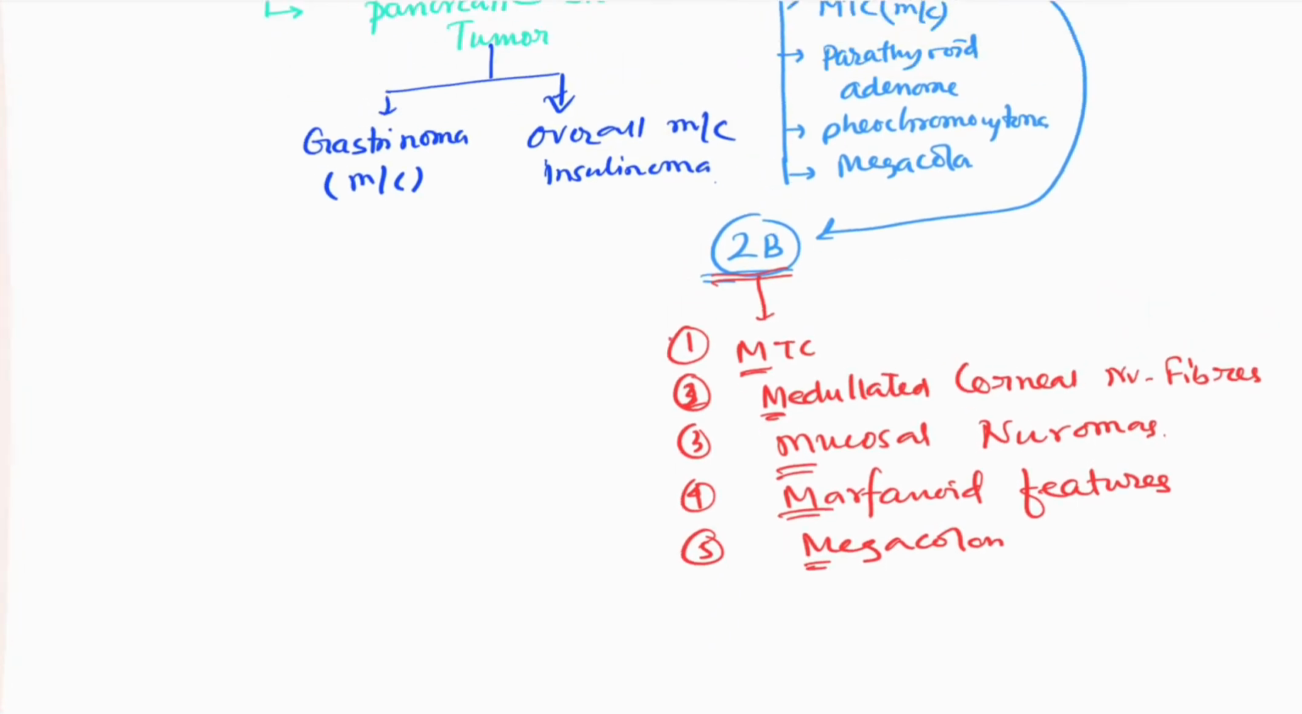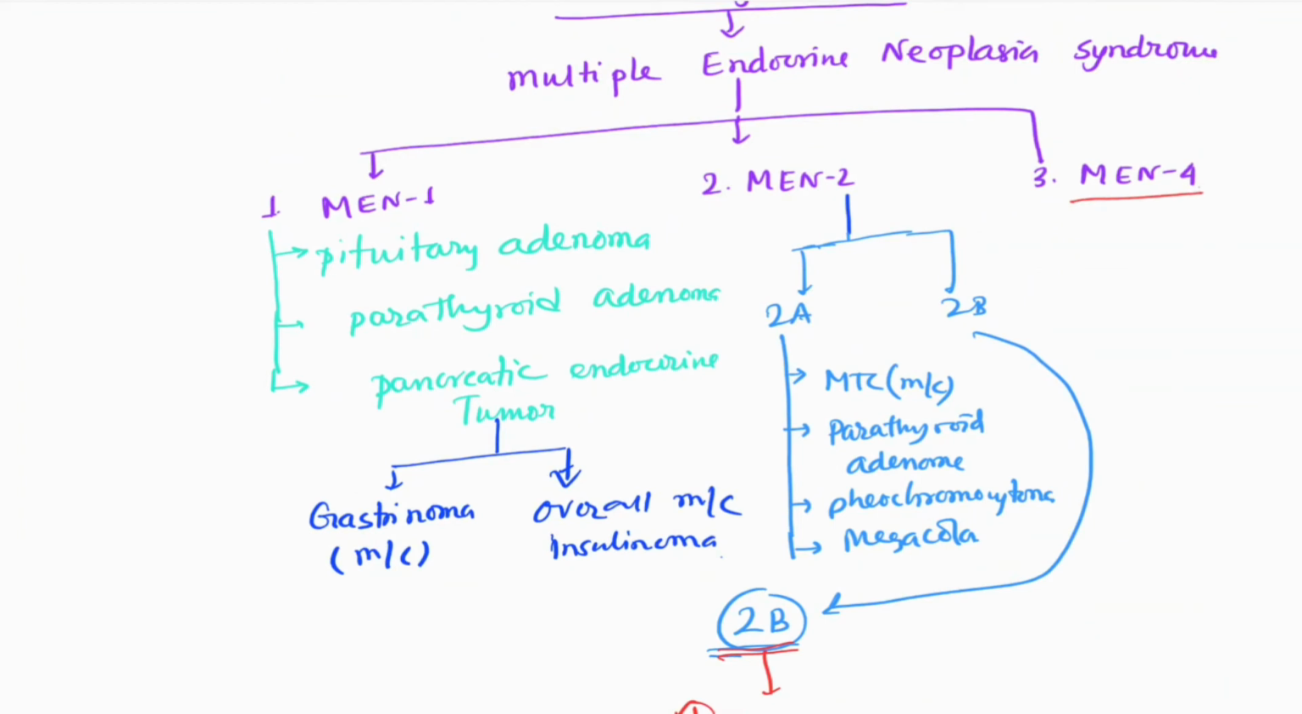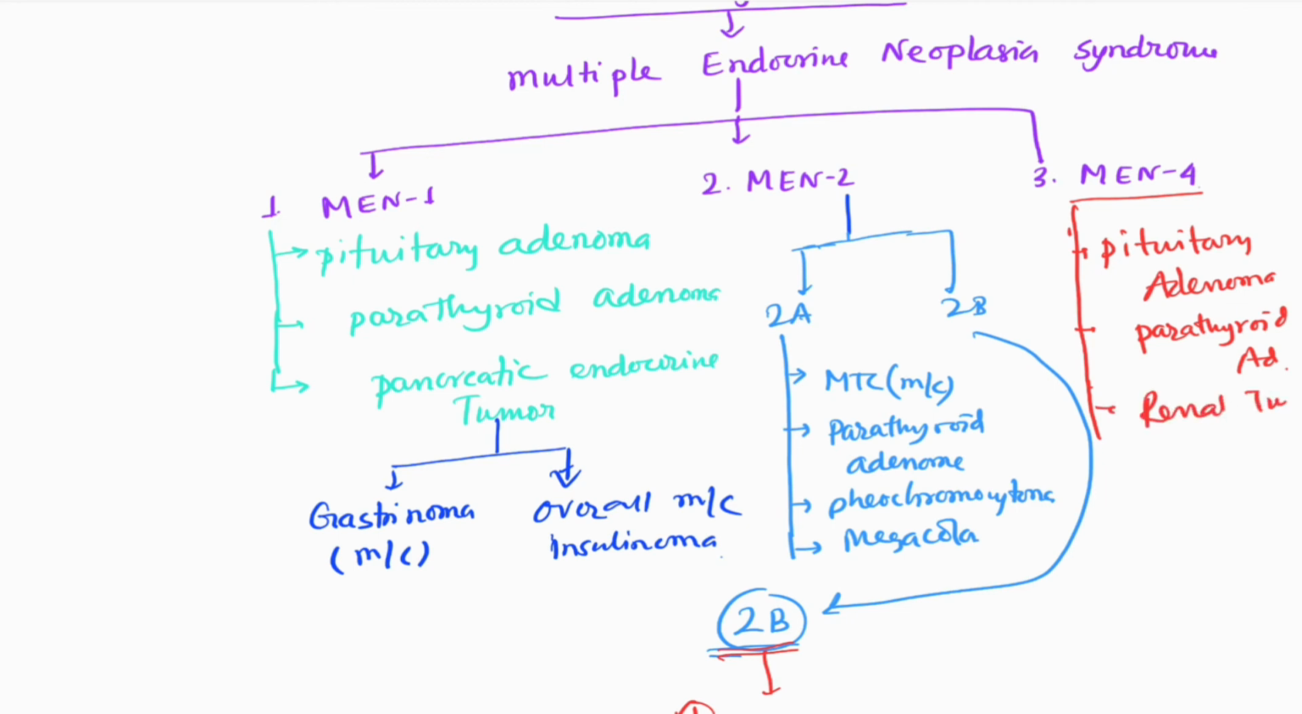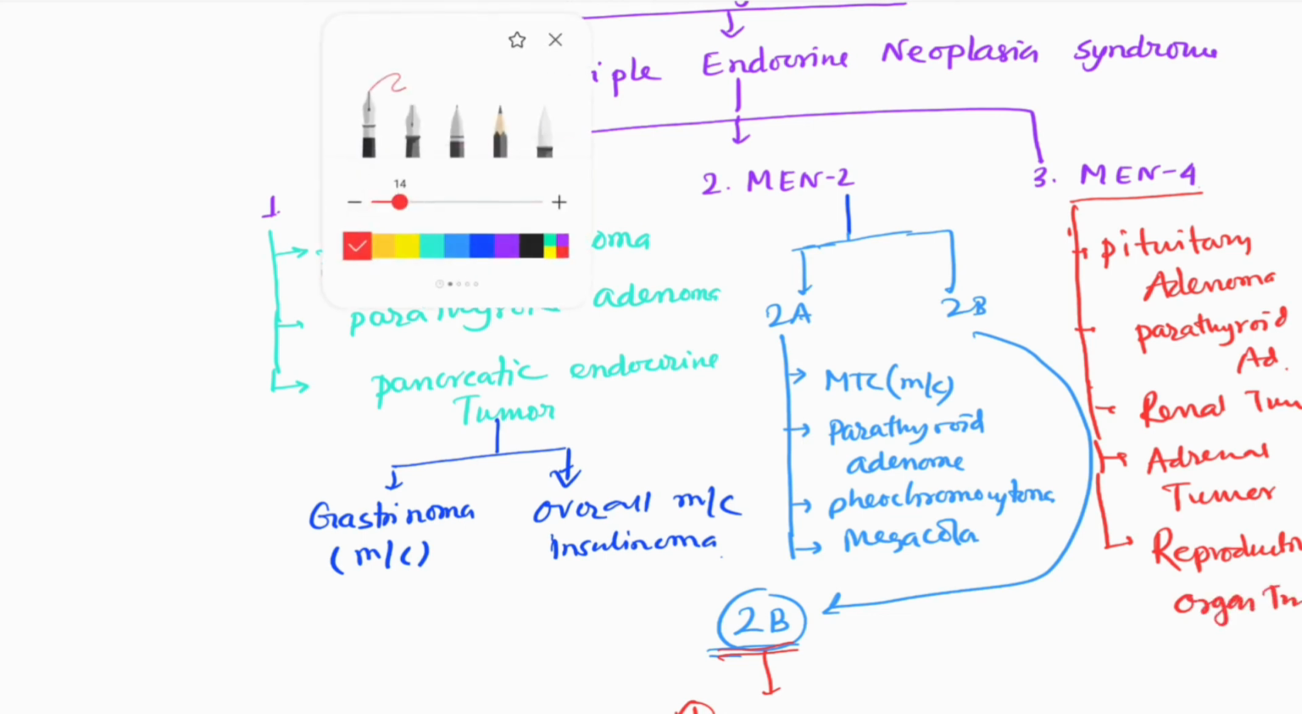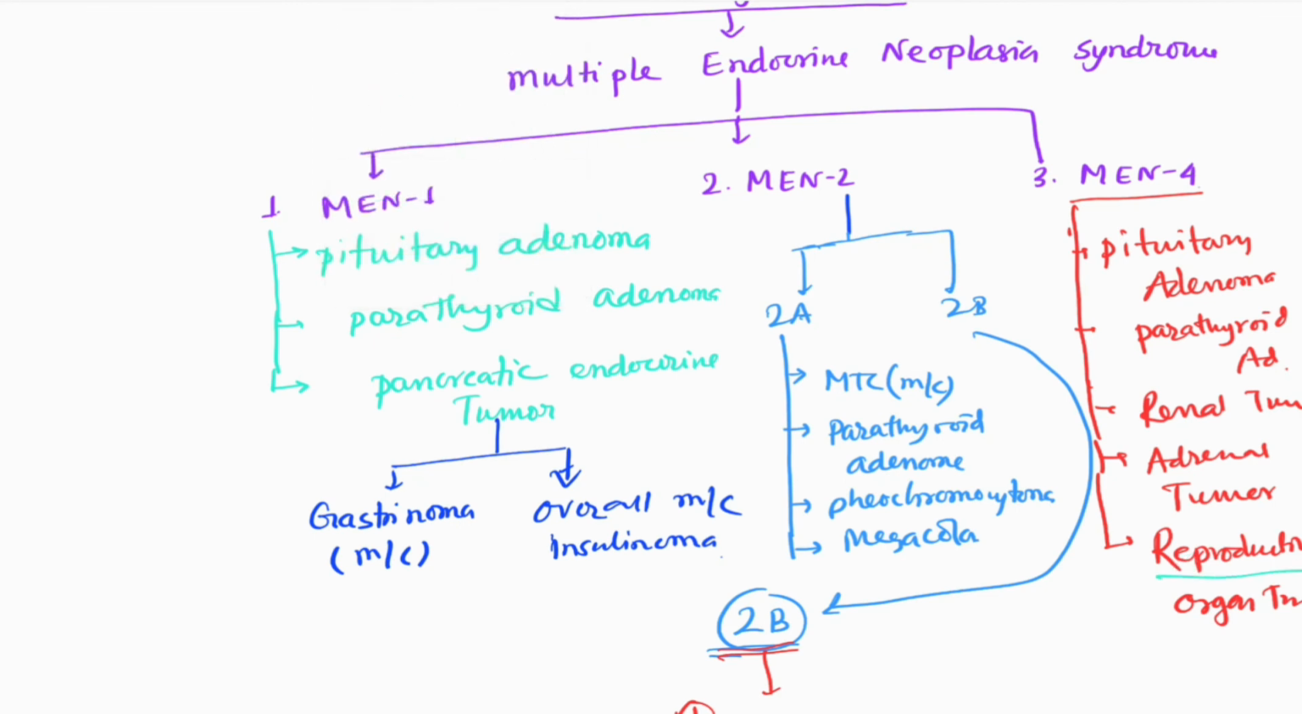Okay, and lastly MEN 4. Here pituitary adenoma, parathyroid adenoma, renal tumor and adrenal tumor, and lastly reproductive organ tumor. MCQ comes regarding reproductive organ tumor.